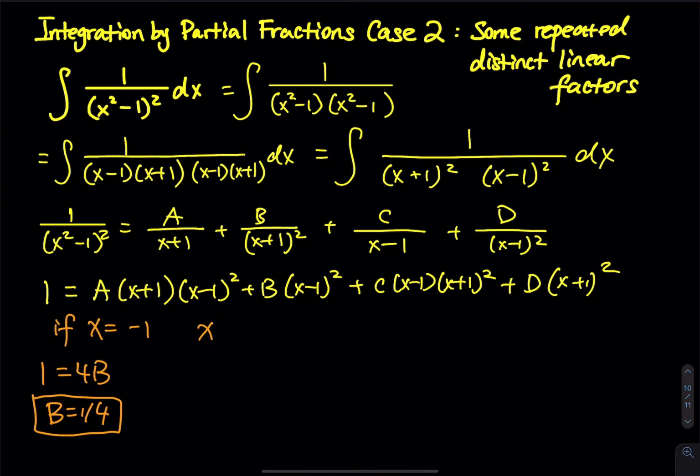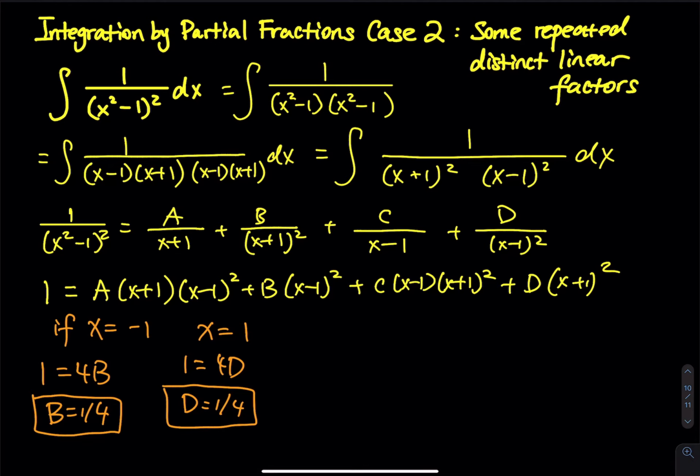And then what about x equals 1? When x equals 1, all the x minus 1 terms will be gone. So there is no A, there is no B, there is no C, you only have D. So for D, 1 plus 1 squared, then you have 4D. Then D is equal to 1/4.